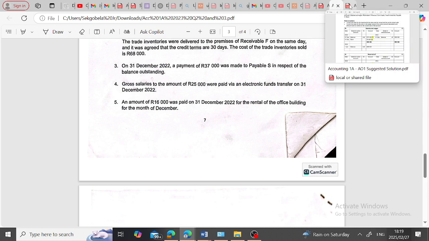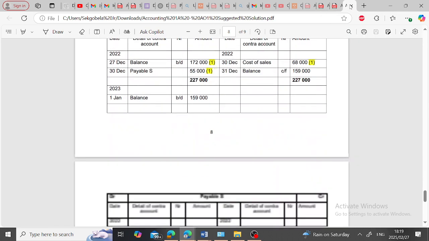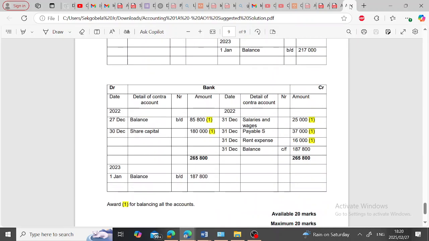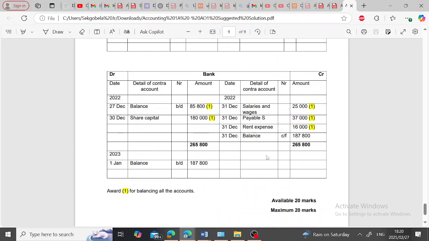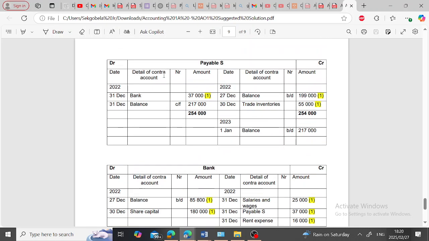But to basically build on what he said, we're going to use our bank to pay. Hence payable S here is 37. It's on the credit side because money is coming out of our bank account to pay the payable S whom we owed. Then for payable S, the entry is on the debit side because we are decreasing how much we owe payable S, and our liabilities decrease on the debit side.